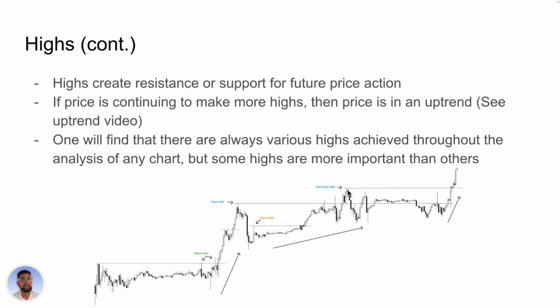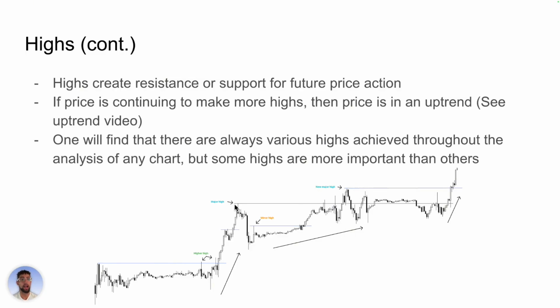But even before we made this major high, you see how when price was retracing, we bounced off of this minor high, which was also a high right here. Which is why I'm saying highs create support or resistance for future price action. You really have to pay attention to the highs because that is where price has a significant chance of bouncing off of that area. So price did bounce off of this minor high and these highs up here to go up and make a new major high.